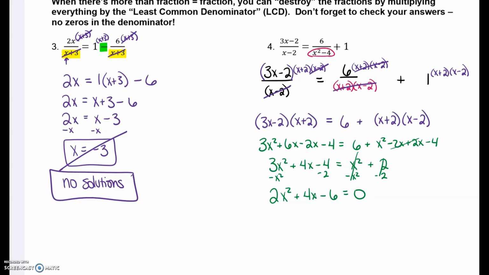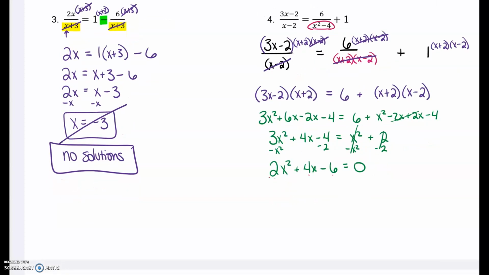All right, you might be thinking, hold on, Mrs. Gilmore, we have to factor this and there's a 2 in front. I don't like that. But could you divide everything by 2? Why, yes, you could. That will give us x squared plus 2x minus 3 equals 0. And that's something that is pretty easy to factor.